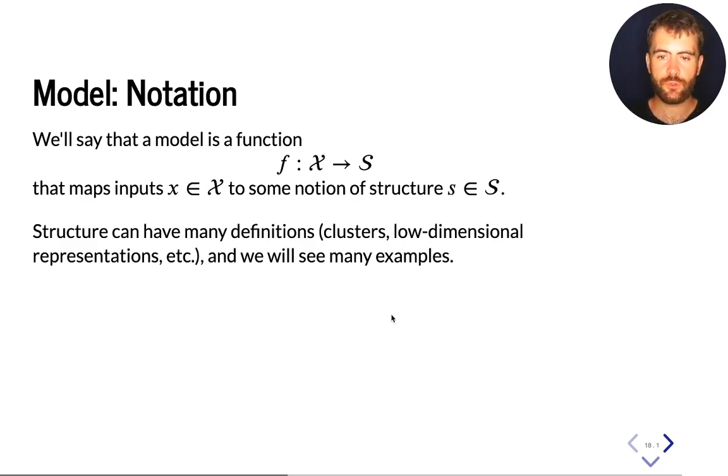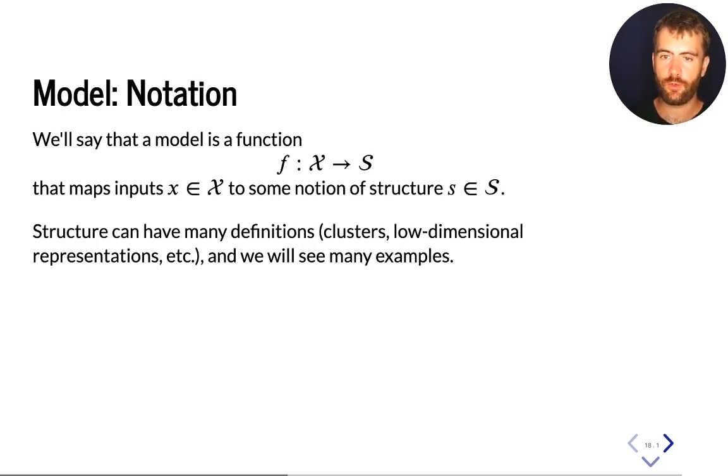And I'm going to assume that these definitions of structures are within some set script S, and each element is a possible structure, or a piece of information about that structure. This is really general, and it can be defined in very different ways depending on the problem that we have. So for example, the structure could correspond to a particular cluster. Maybe given an X, our model will tell us which cluster it belongs to. Or it can be a low-dimensional representation.